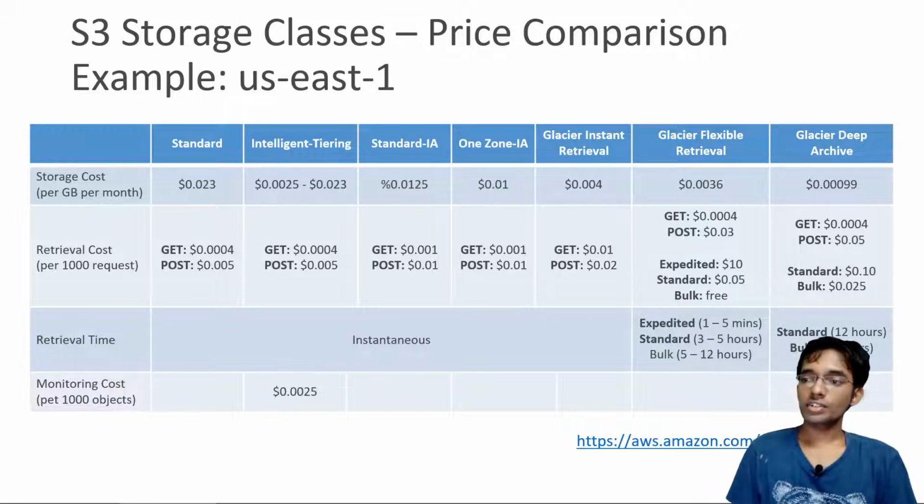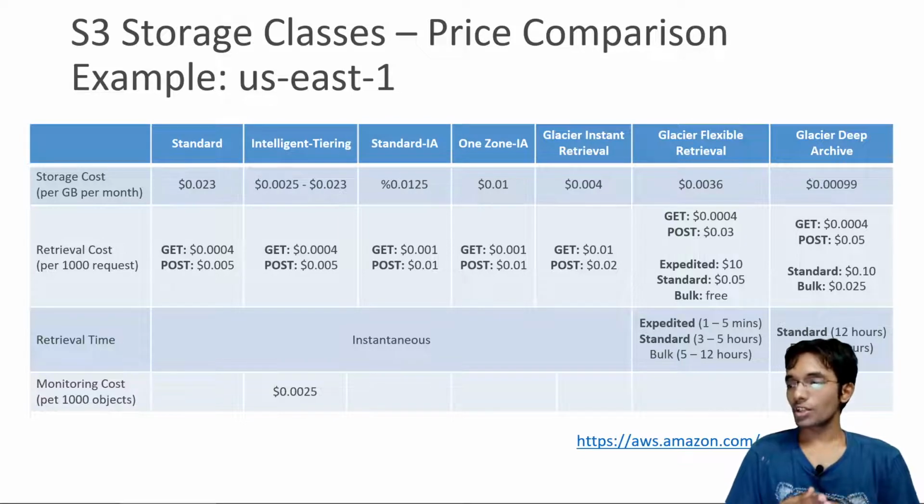Standard, Intelligent Tiering, Standard IA and One Zone IA are instantaneous. Glacier Instant Retrieval also has an instantaneous retrieval time, but with Glacier Flexible Retrieval and Glacier Deep Archive we have some latency in retrieval. In Flexible Retrieval it's around 1 to 5 minutes expedited, 3 to 5 hours for standard, and if we are retrieving in bulk, 5 to 12 hours. And in the case of Glacier Deep Archive, it's 12 hours for standard, and for bulk we have 48 hours of retrieval time.